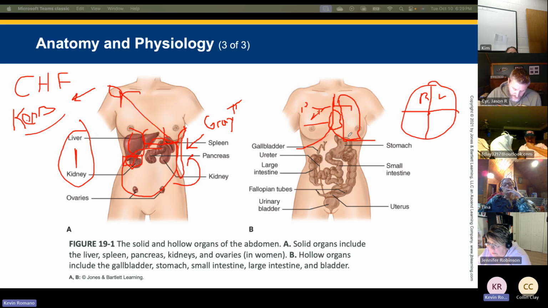Oh my God, I lost my train of thought here. Hollow organs on this side over here. So your urinary bladder, okay? Do not say serious at urinary bladder.